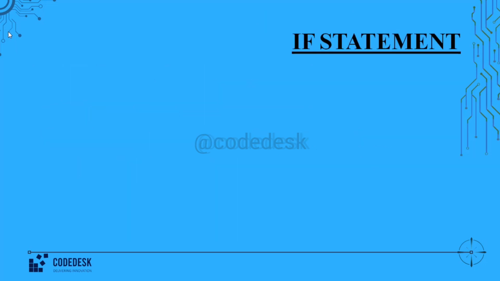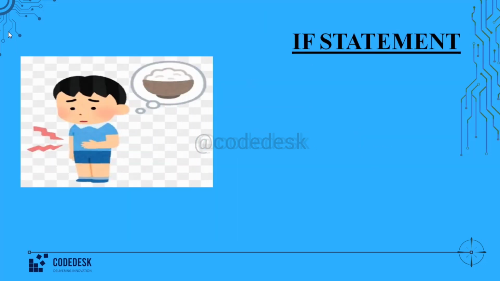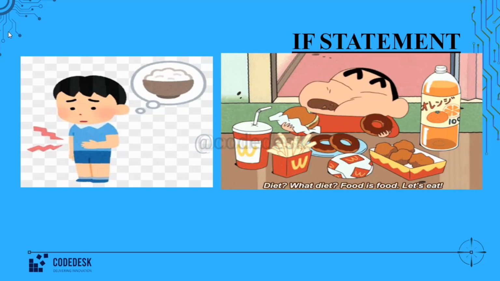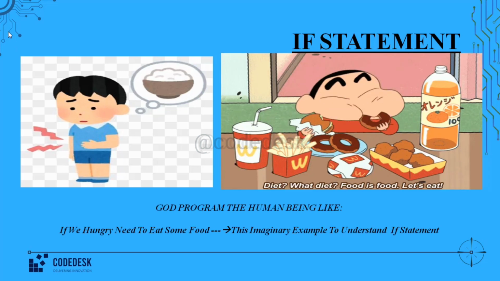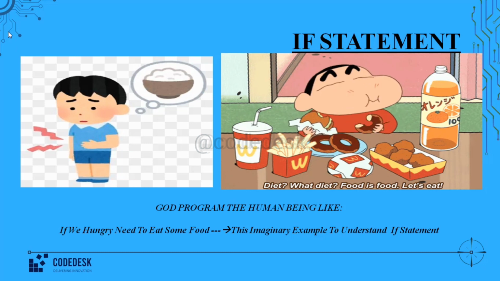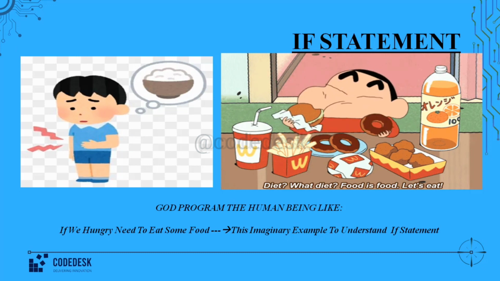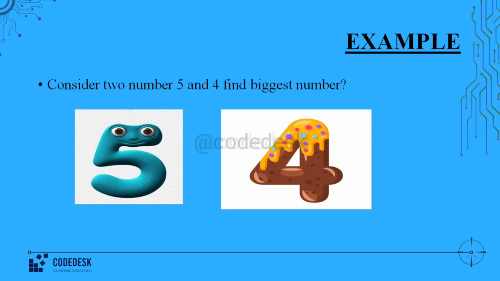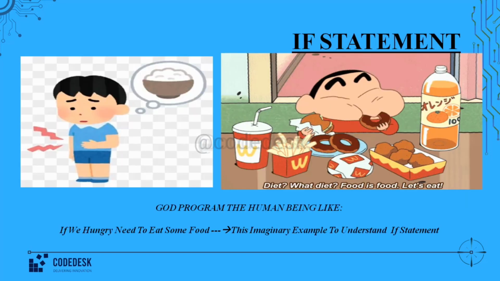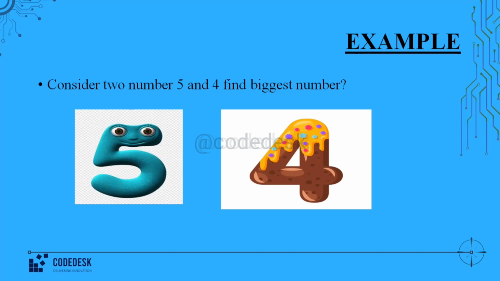First thing is the if statement. If you are hungry, you are going to eat something. God programs the human being like that. If we are hungry, then we are going to eat something. Here the condition is "if you are hungry." If you are hungry, you will perform some action, or else you do not perform any action. So this is an if statement. This is a real-time example.